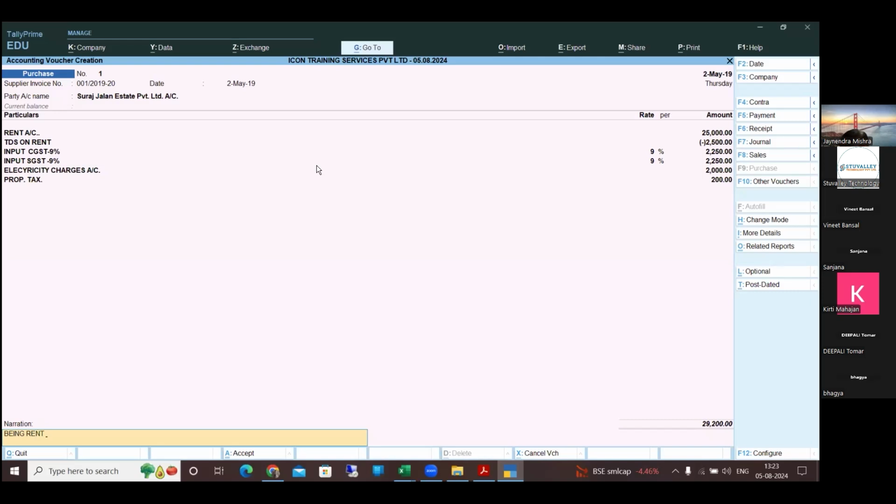In this entry, what did we show? We have paid the rent or it is payable, outstanding, yet to be paid. Tell me. In this entry, we have paid the rent to the owner or we are showing that rent we have to pay. Payable, yes friends, payable, because we have credited here.